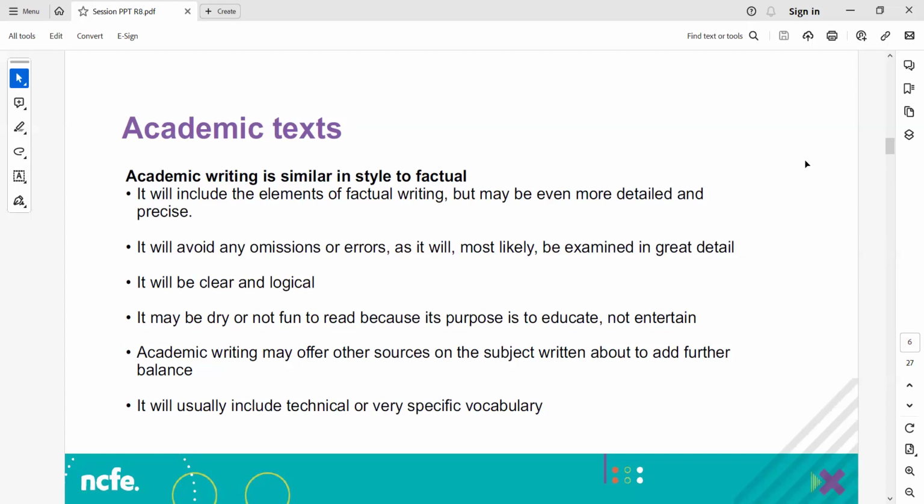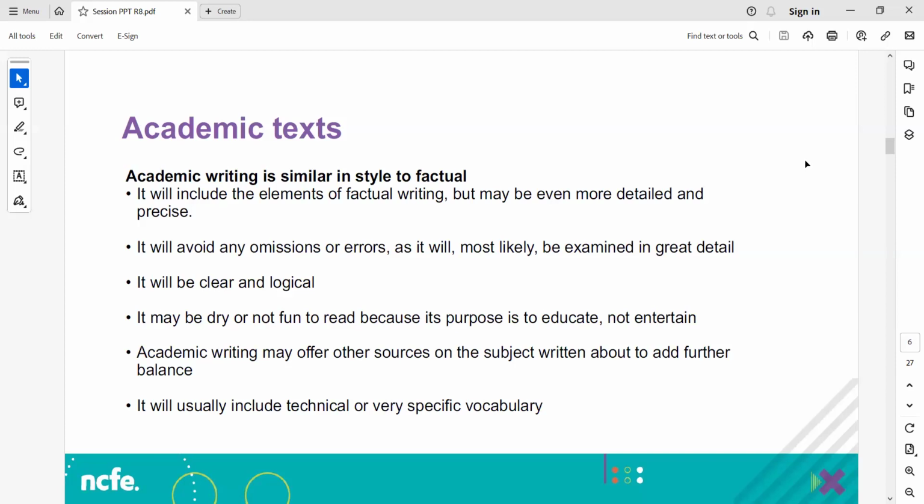They'll perhaps appear in a journal. So, for example, the British Medical Journal will include obviously factual writing, and articles in there will be studied in great detail by other doctors in that field. So it needs to avoid any omissions or errors, because these will be quickly picked up by other experts reading that text. It needs to be clear and logical.